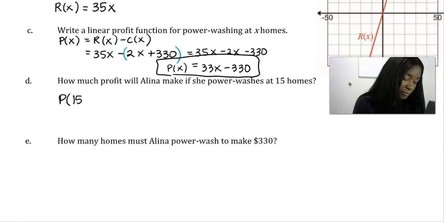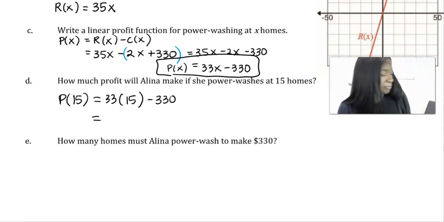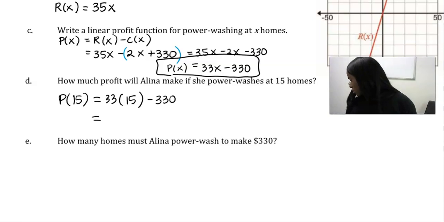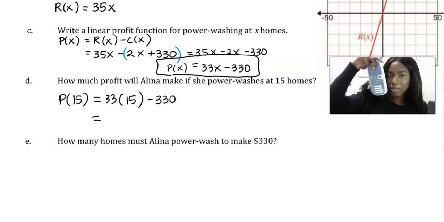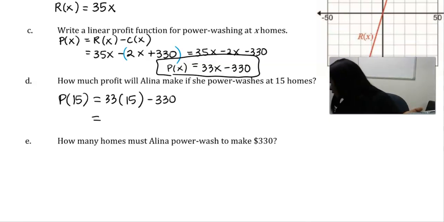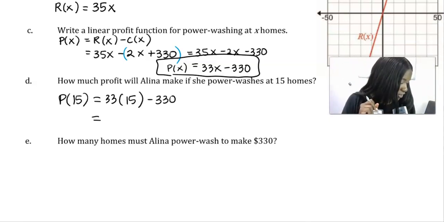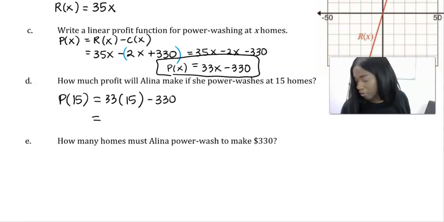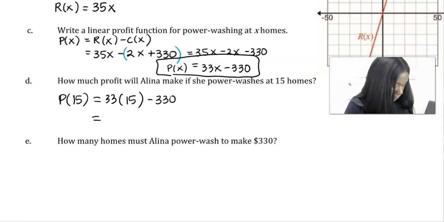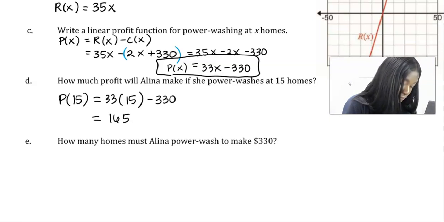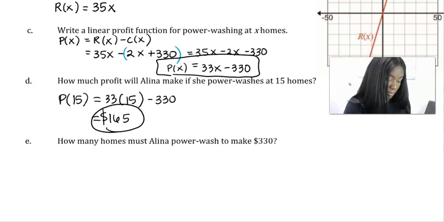So P of 15 is 33 times 15 minus 330. Calculator. You all will be using a scientific calculator. More specifically, y'all's calculator will look like this. When we get to Unit 3 in the course, we'll be using a graphing calculator, so it doesn't really matter though. 33 times 15 minus 330, $165. And that is dollars that we're talking about.